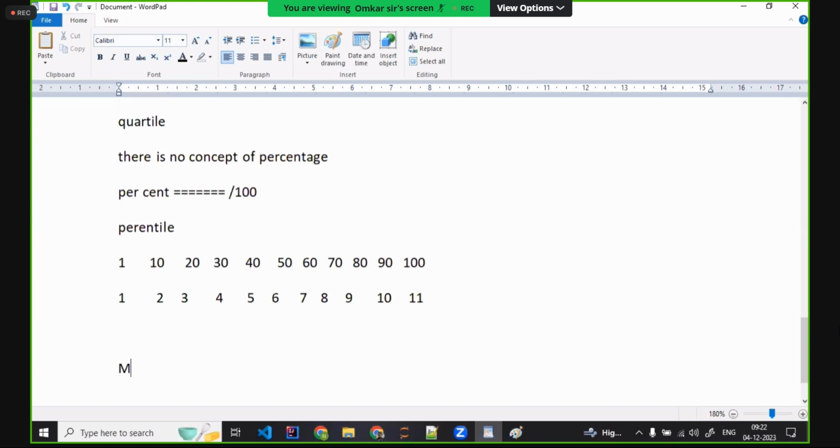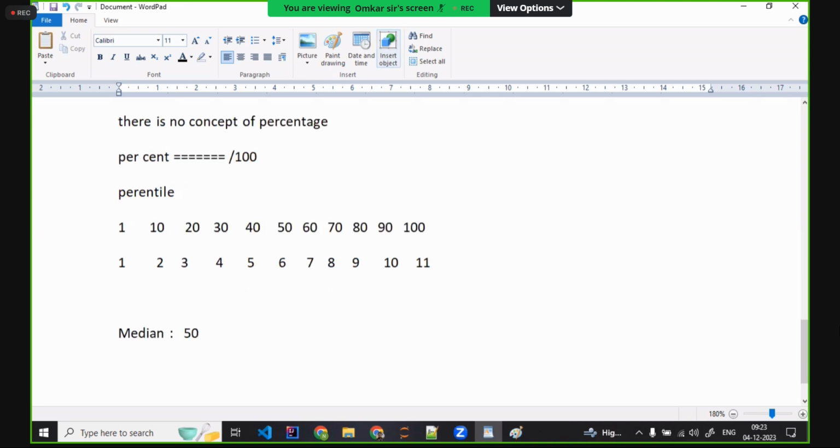Now tell me, what is the median? 50. So this is 4 gone, 5 gone, and this is 5 gone. 50, right? Median is 50. Correct? What is the median? It is nothing but the 50 percentile data. That is the median meaning.